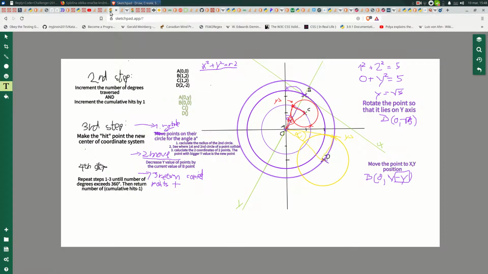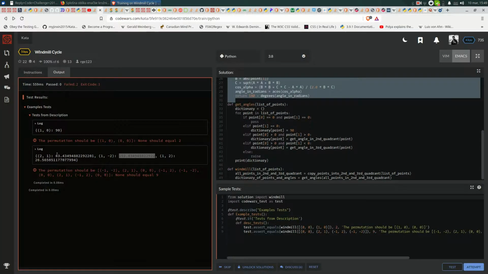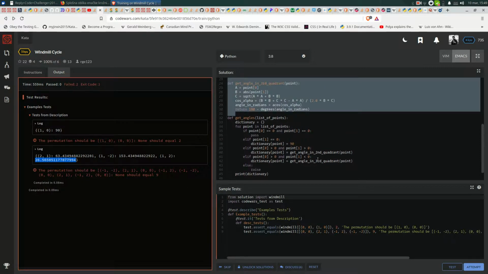So right now we are at the step over here: calculate angle for points in third quadrant, second, third. The point with the lowest angle is hit first by the moving line. Alright, so here this is hit first by the moving line. Alright, so then we must select the point with the... So how do we get that?